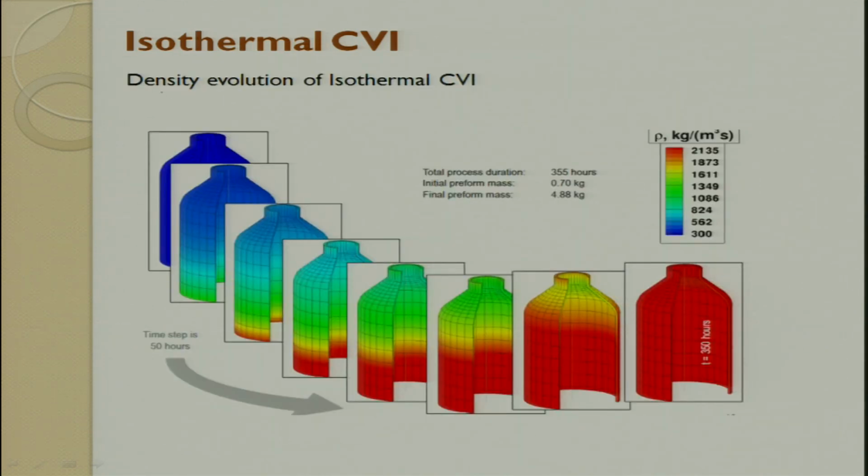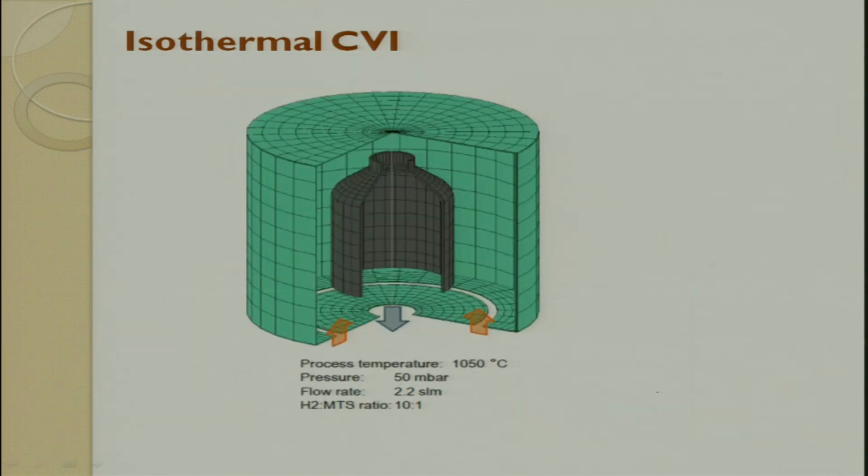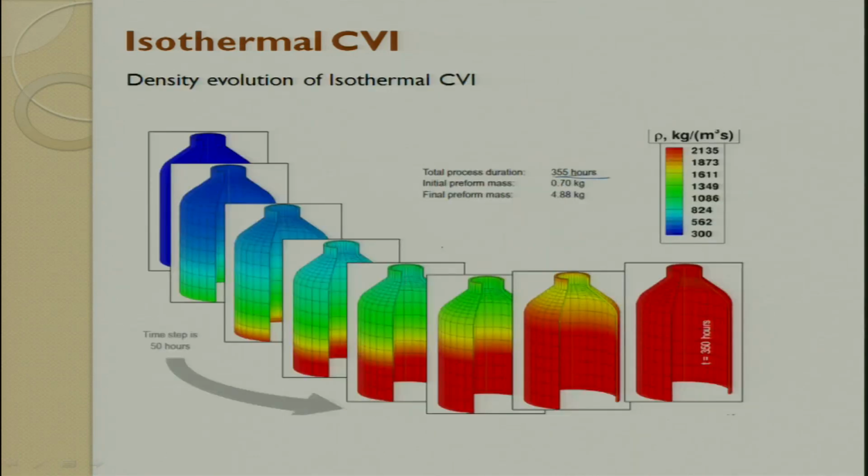If you look at the density evolution of CVI, over a period of time we see that the densification keeps on increasing. The process duration you see here is almost 355 hours, so that you try to get a final shape. So, this is the product which was supposed to be made. For making this, the process takes 355 hours.